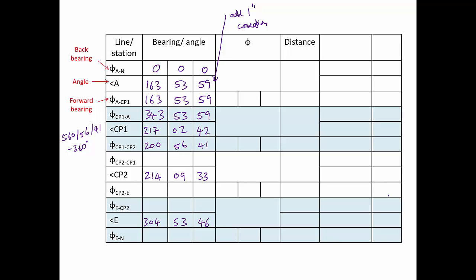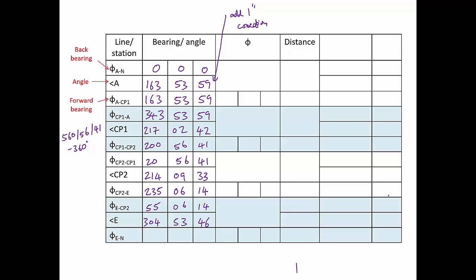We've got 256°41'. Because we're over 180, I need to subtract 180 to get 76°41'. I'm going to add that to the internal angle, 214°33', and we get 235°06'14", minus 180, 55°06'14".